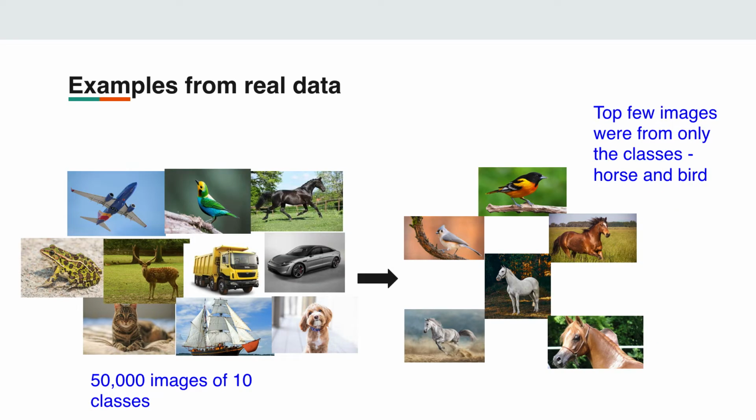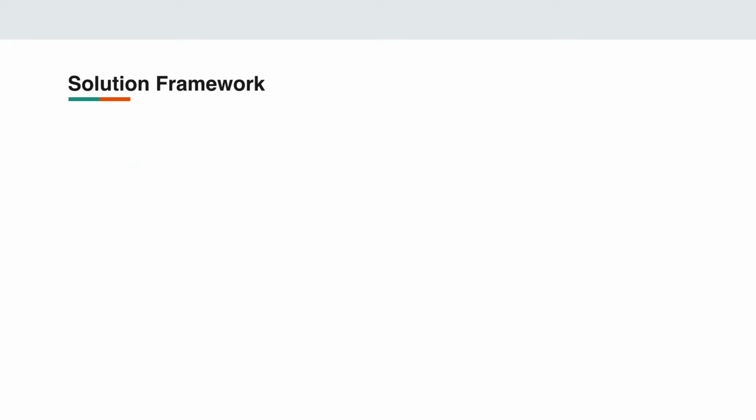We show here some examples from the real data, where out of 50,000 images belonging to 10 classes, only one of the baseline methods, DVRL, on being run to select top few images, ends up selecting mostly from the classes horse and bird. The after effects of such selection get manifested in the model performance, which will be presented later in the results section. Let us now look at the solution framework.